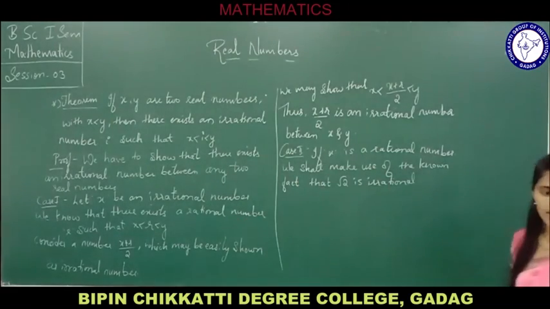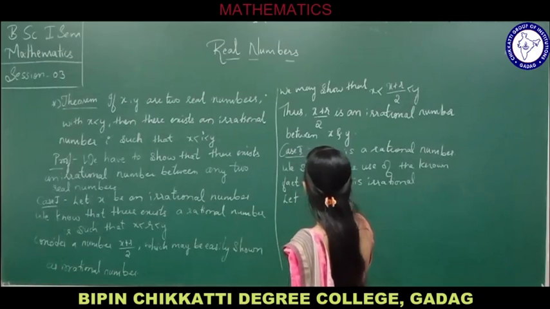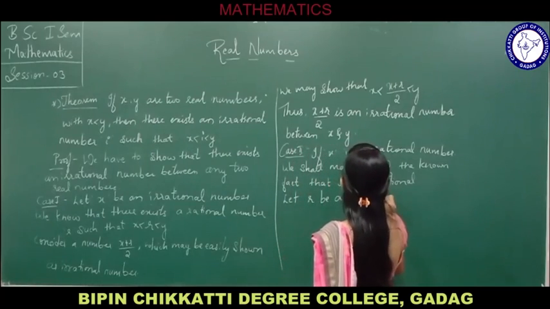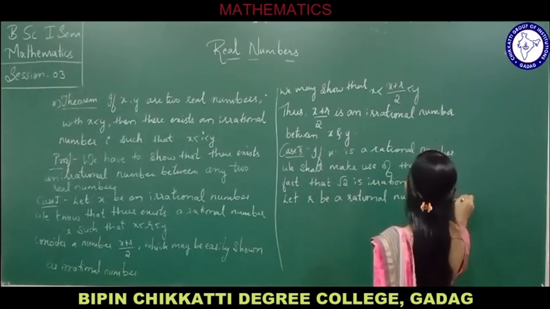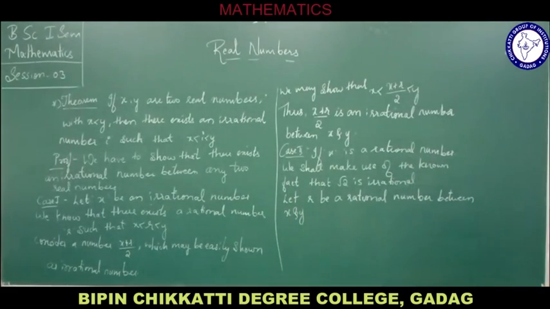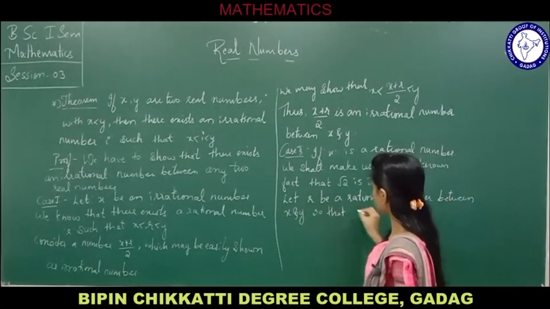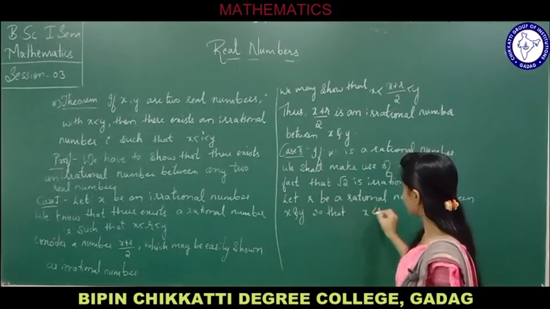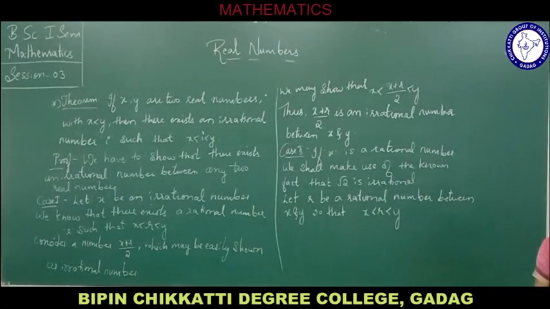Using this, we are going to prove this case too. That is, let r be a rational number between x and y. What we considered? r as a rational number between x and y. If it is a rational number between x and y, it is obvious that this r is greater than x and less than y, right? So that r is greater than x and less than y.